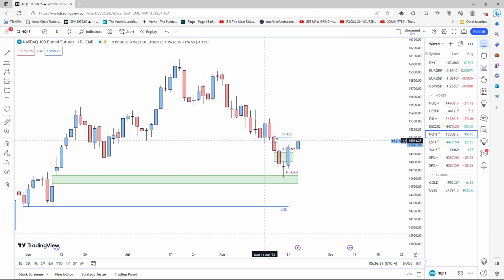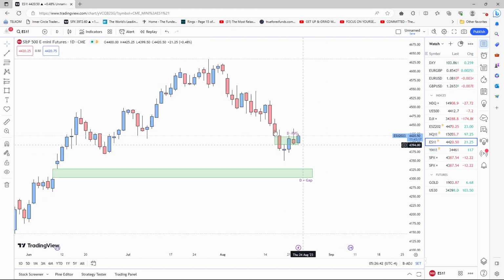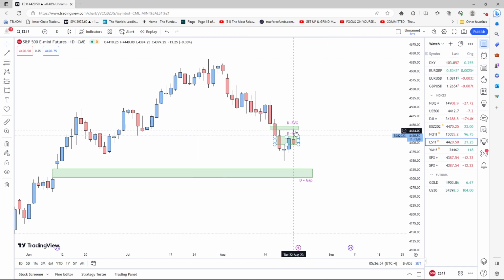Price traded into that and then consecutively moved lower, which could also be another interesting example to take a look at. And then we have E-mini S&P, which has traded into a fair value gap, which could also be another interesting point that we could take a look at.